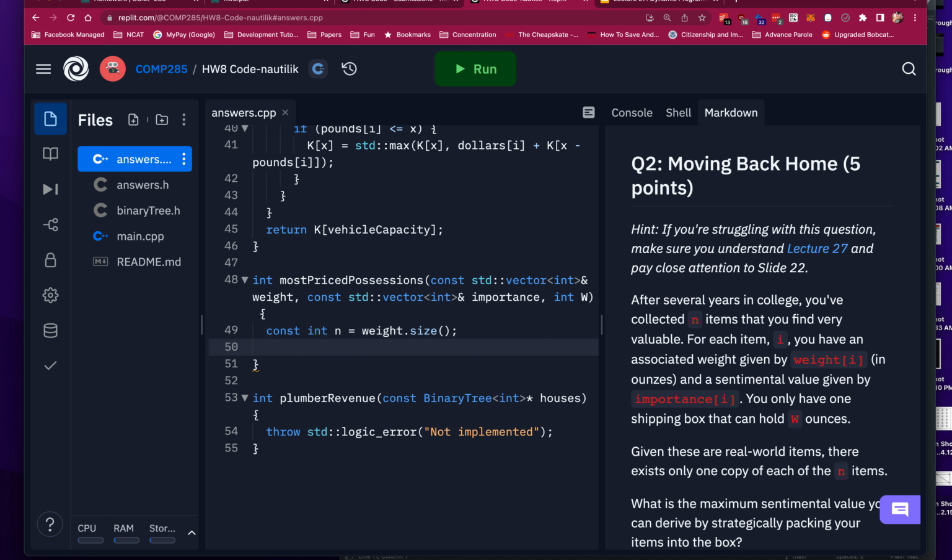And again, what you're going to want to do is make your K, which is going to be this 2D matrix, right? A 2D matrix of size W by n, where n is the number of items.